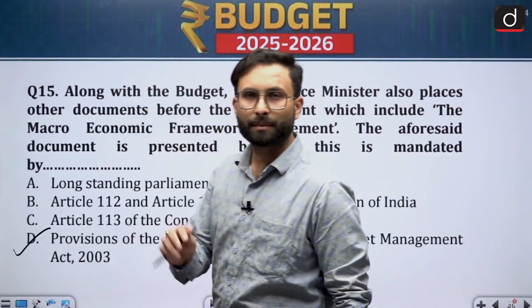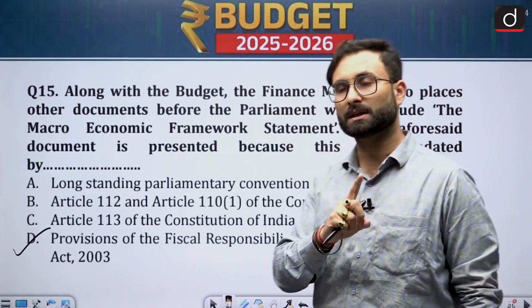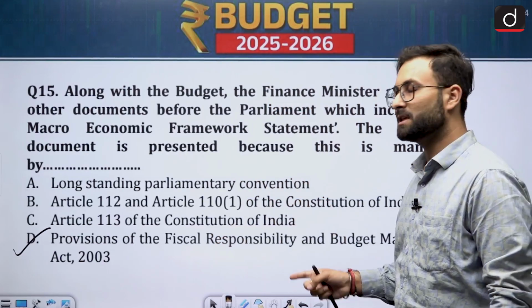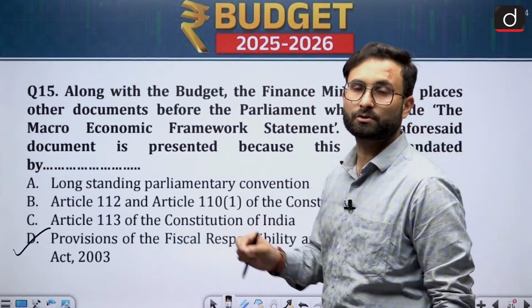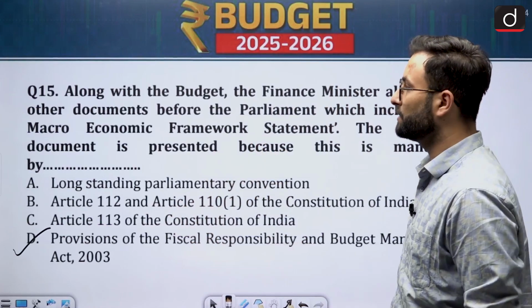Okay, along with the budget, there are three more documents which are presented, which we have discussed in the basics of the budget. Okay, wherein they have talked about the Fiscal Responsibility and Budget Management, or the FRBM Act, which actually mandates that these three documents should be presented. Okay, so that is option D, which is your right answer.